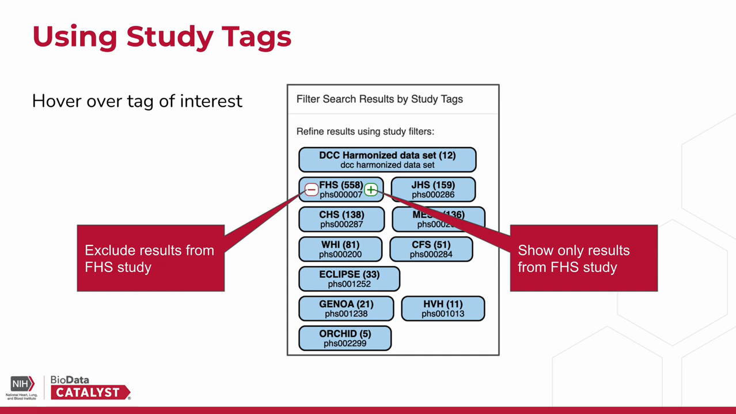By clicking on the minus sign, we can exclude results from the FHS study. By clicking on the plus sign, we can show only variables from the FHS study. Let's click on the plus sign to filter to only FHS results.